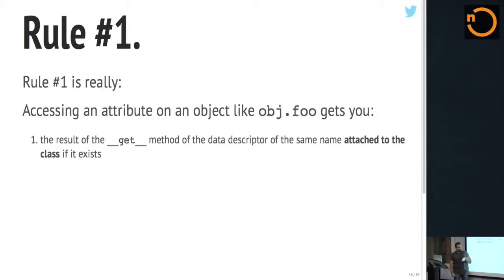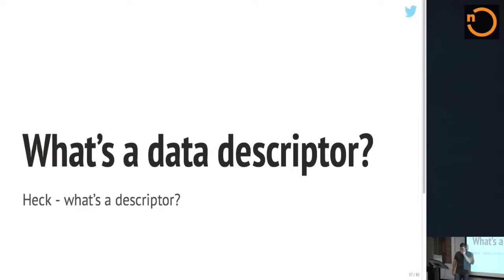That rule number 1 is actually this rule instead. Accessing an attribute, so saying object.foo, gets you the result of the __get__ method of the data descriptor of the same name attached to the class if it exists. That's really what's going on. Yay, descriptors, finally, we got there.